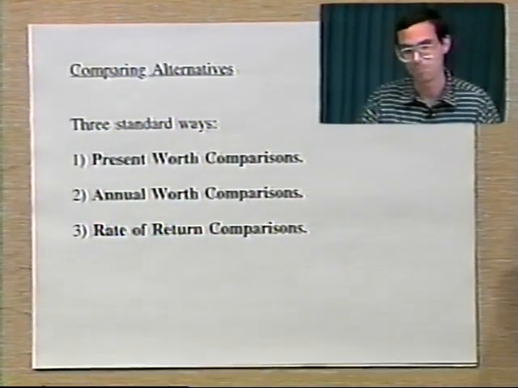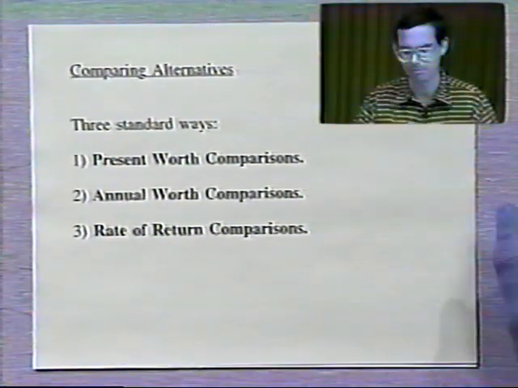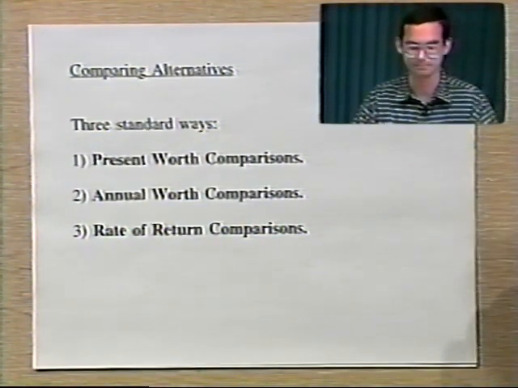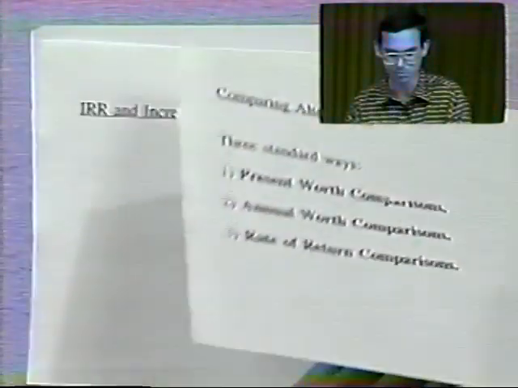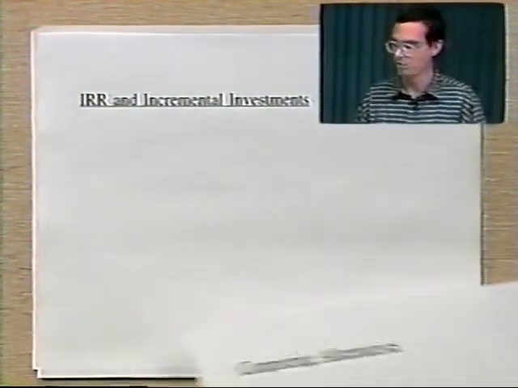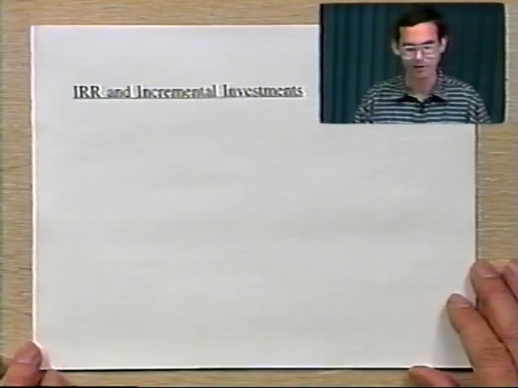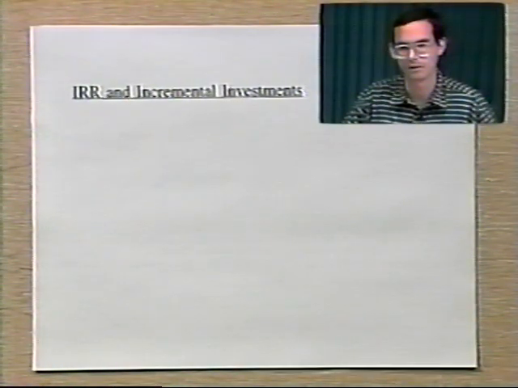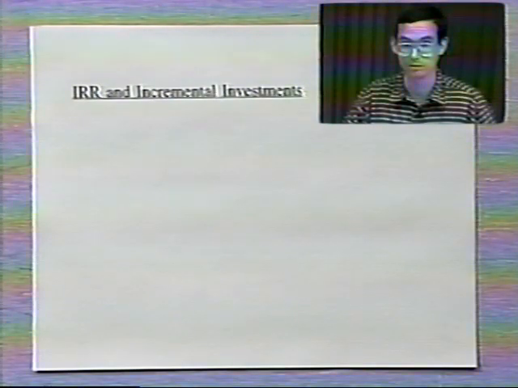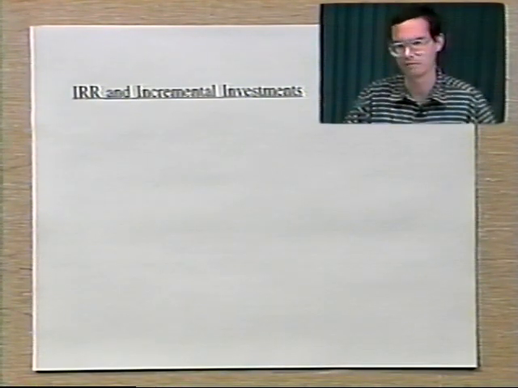Now, when one makes internal rate of return comparisons, it's a little more complicated than with the other comparison methods. We looked at just calculating an internal rate of return before, but when making comparisons, it's a little more difficult because it's insufficient to look at just the value of the internal rate of return. One has to look at incremental investments.